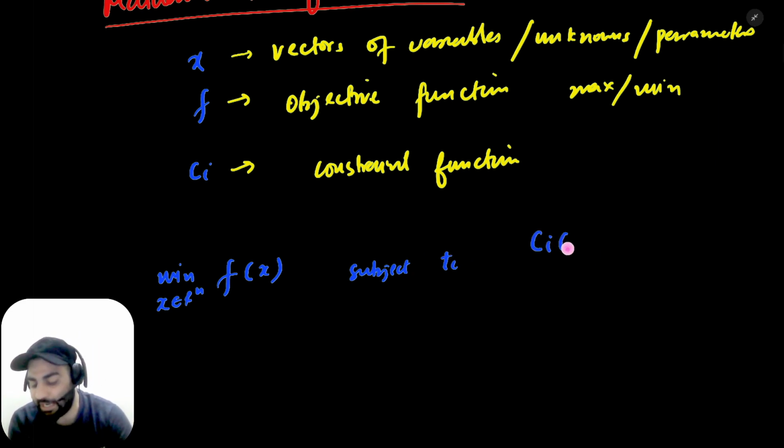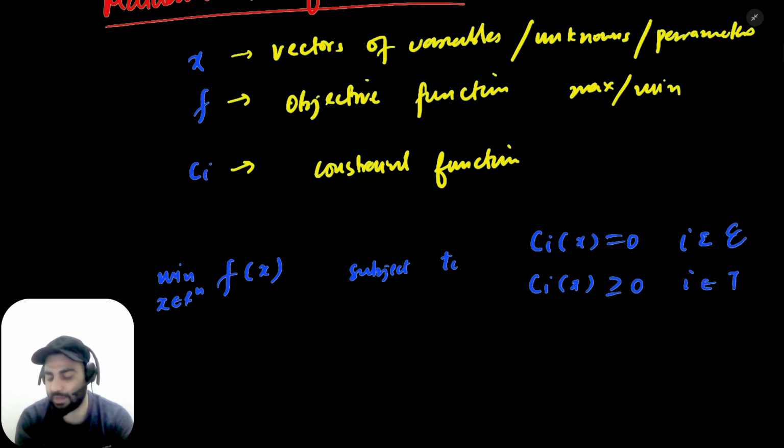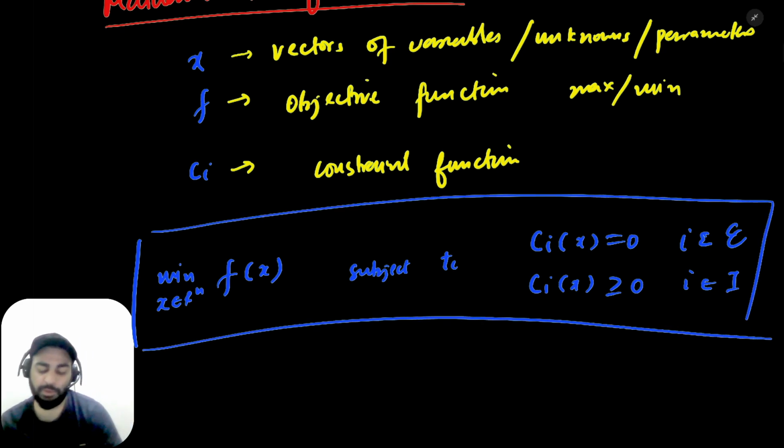Let's suppose ci of x is equal to 0, and ci of x is greater than or equal to 0 for i belongs to some epsilon or something, and even this i belongs to I. Okay, so this here is an optimization problem now.